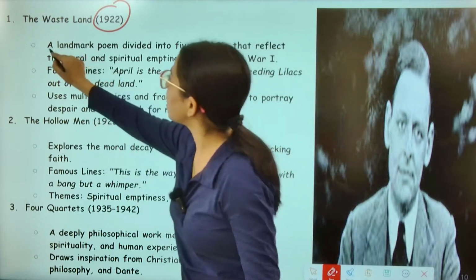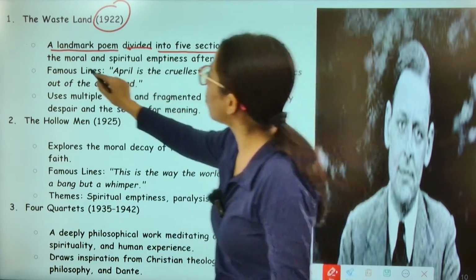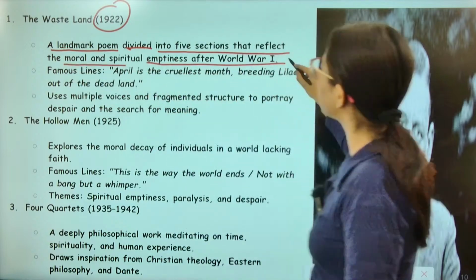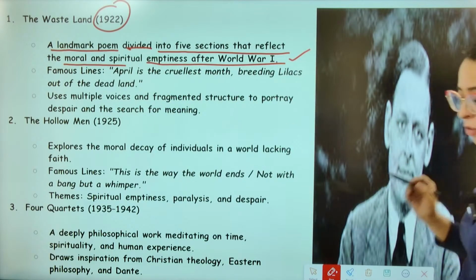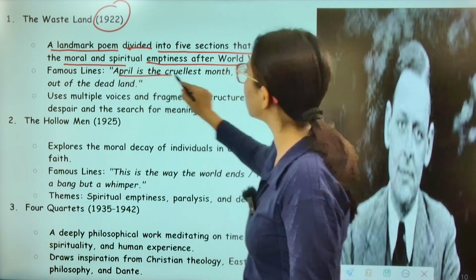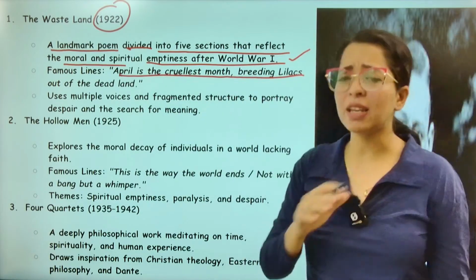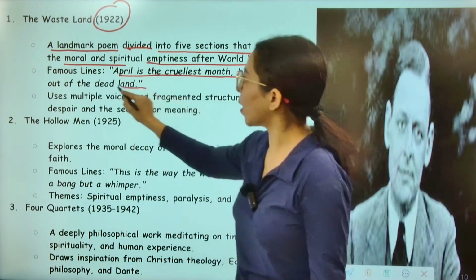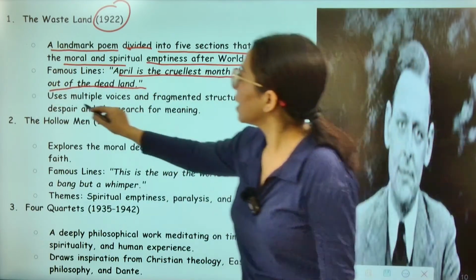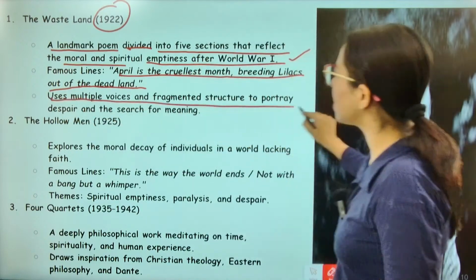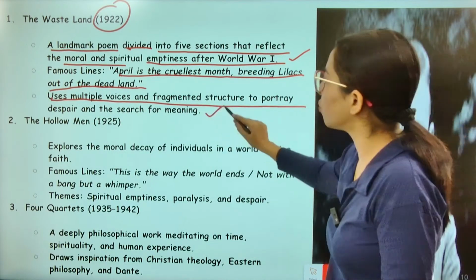Why? Because it was a landmark poem divided into 5 sections that reflect the moral and spiritual emptiness of the World War I. Okay, you can look at T.S. Eliot over here. Famous line इनकी क्या है? April is the cruelest month, breeding lilacs out of the dead land. There are many famous lines, but I've just picked up one. बहुत सारी famous lines हैं ऐसी T.S. Eliot के Wasteland की. He uses multiple voices and fragmented structure to portray despair and the search for meaning.